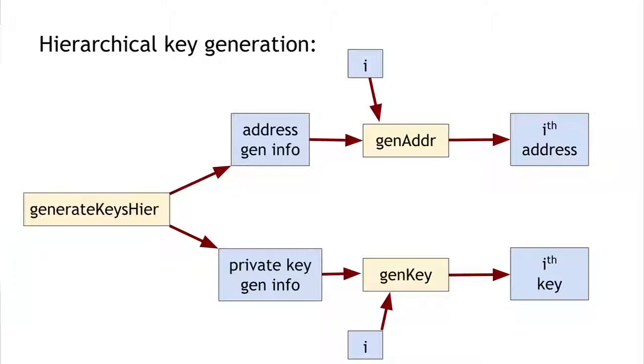The other thing that's important is that we have a security property, and the security property is this, that the address generation info doesn't leak keys. That is, it doesn't leak any information about what the keys might be. And that means that it's safe to give the address generation info to anybody, and so that anybody can be enabled to generate the ith key.